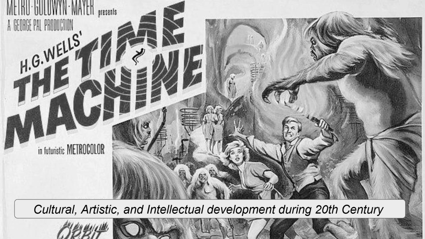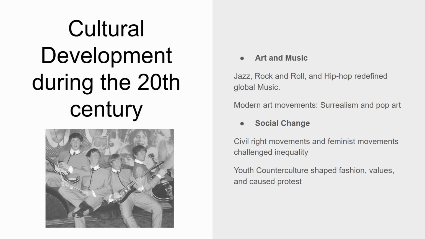Cultural, artistic, and intellectual development during the 20th century. Next slide. Some cultural developments during the 20th century were art and music, including jazz, rock and roll, and hip hop, that redefined global music, because before it was just slow dance and opera and orchestra. More modern art movements such as surrealism and pop art were also included in these changes.